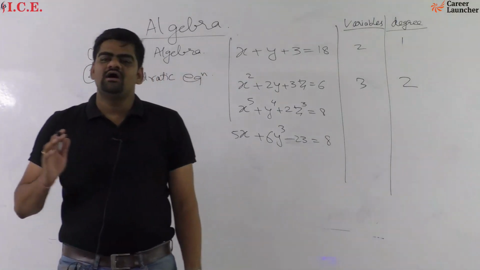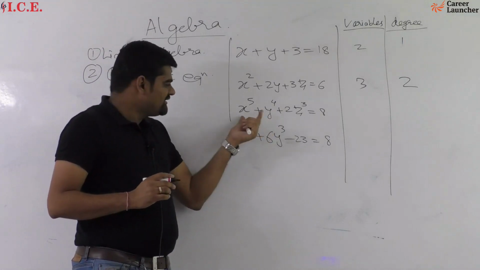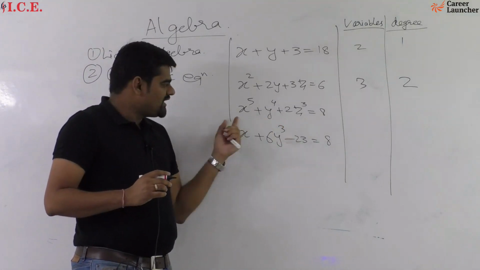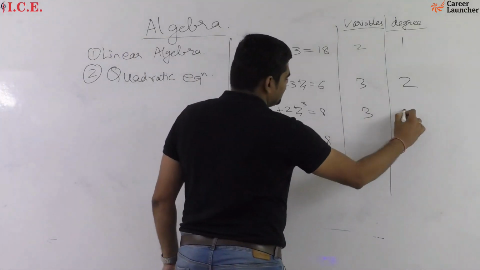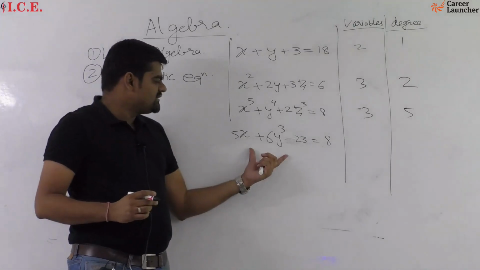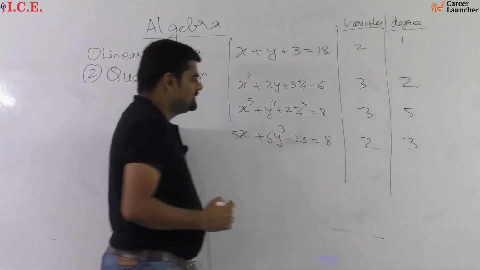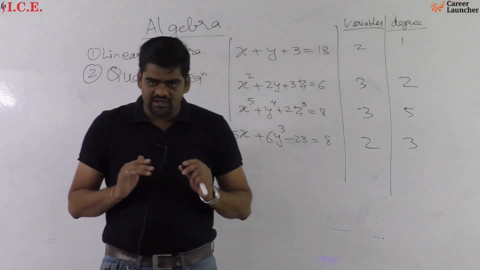Are you able to identify how to find out a degree? What about this? So you have x, y and z. What is the highest power of any variable? Very good. So the highest power is 3. Degree is 5. Here again what I am trying to say, 1, 2. So 2 variables and the highest power is 3. So degree is clear, right?